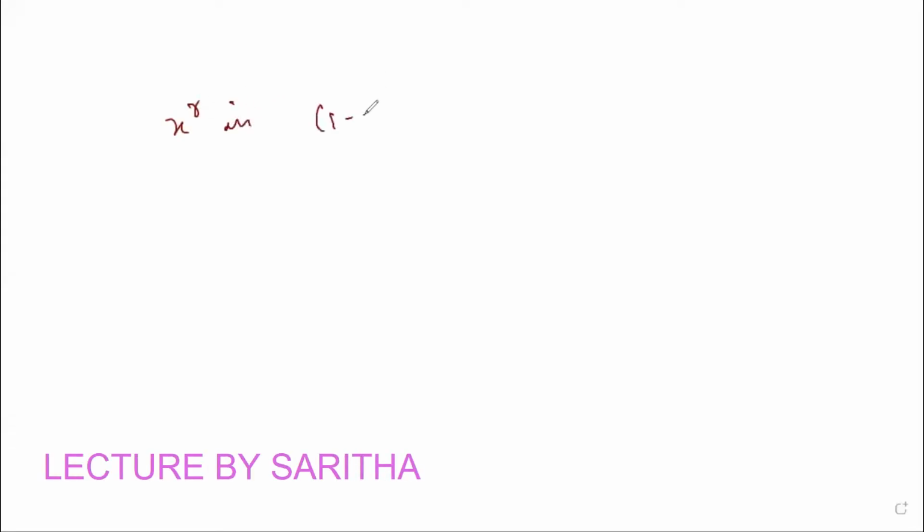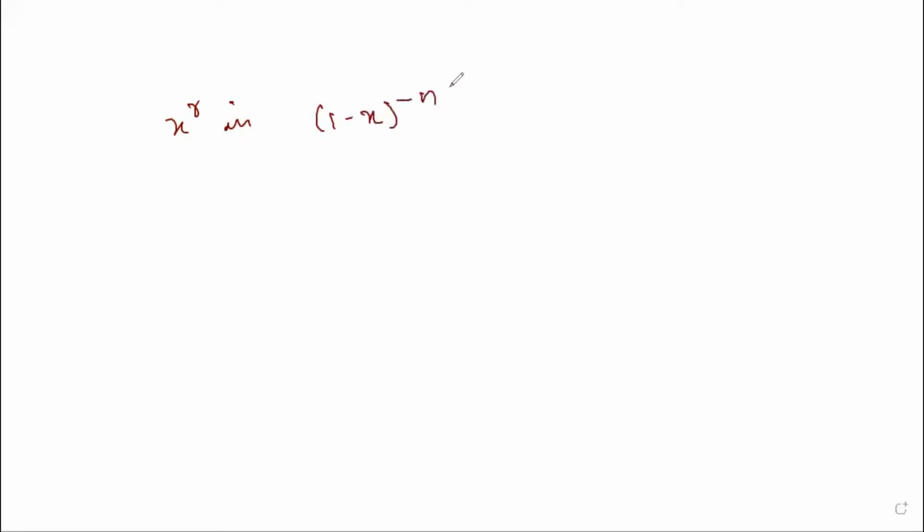So without wasting much time, let's get into the topic. Before we learn how to find the positive and non-negative integral solution when there is a restriction at the lower end and also the upper end, we should be aware of what is the coefficient of x^r in the expansion (1 - x)^(-n).